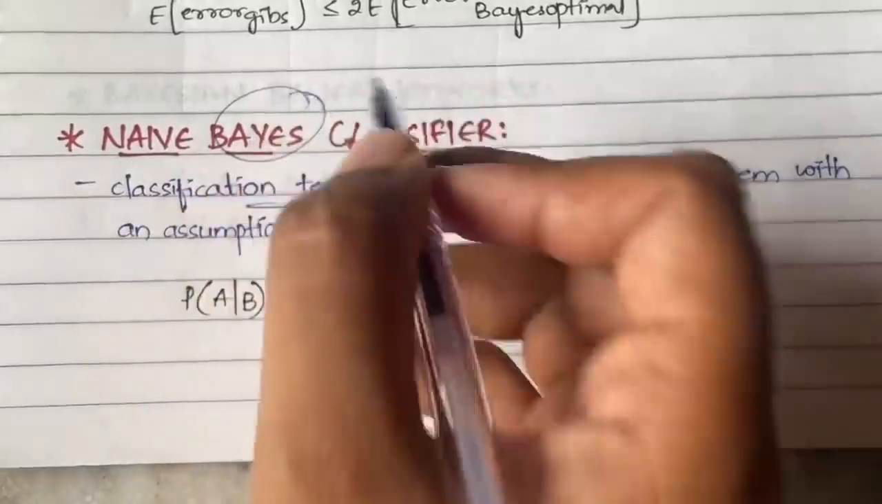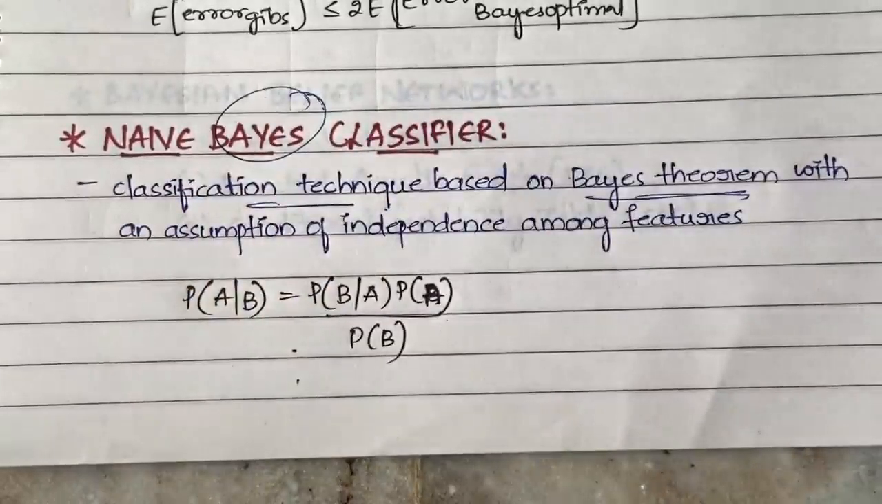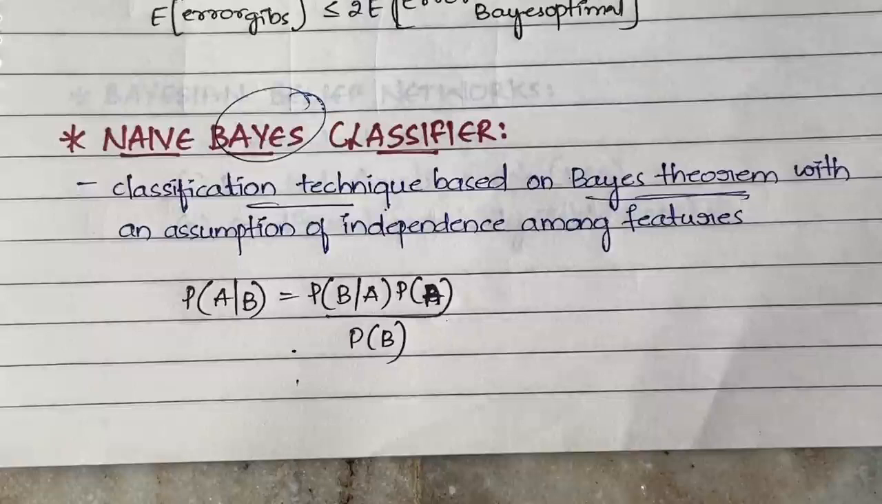Again, the name Bayes itself says it is based on the Bayes theorem, with an assumption of independence among features, which is nothing but the presence of one feature is not related to the presence of the other feature. That is, the presence of one feature will not affect the presence of other features. So all the features are independent of each other. The change in one will not change the other feature. So the naive Bayes classifier works on the assumption that there is no dependency among the features present in the data.